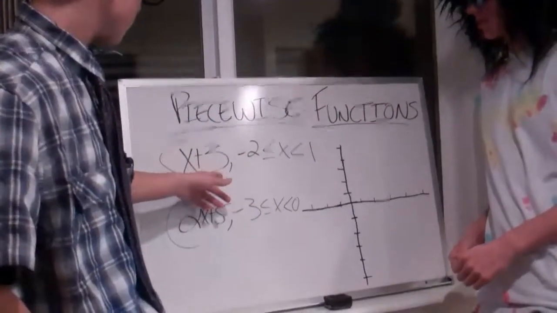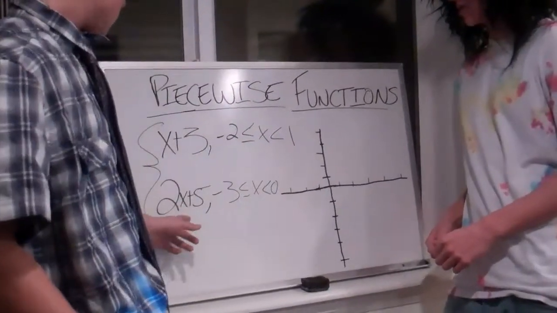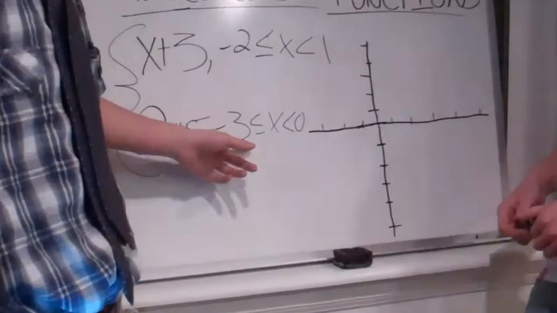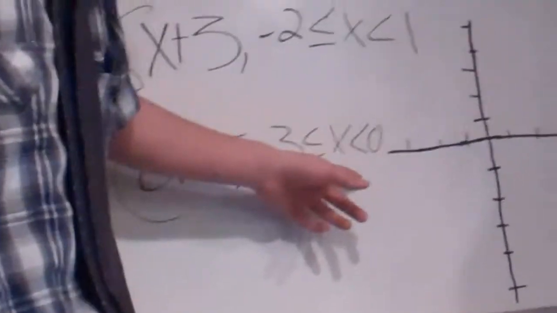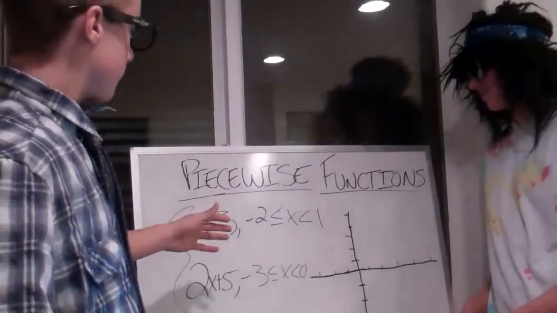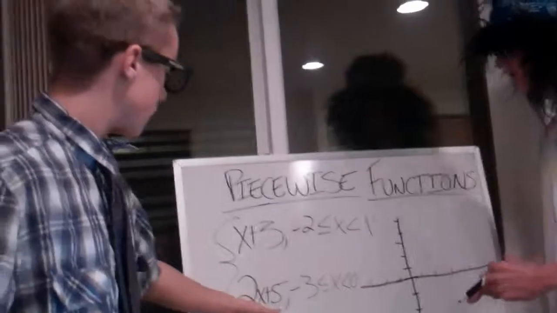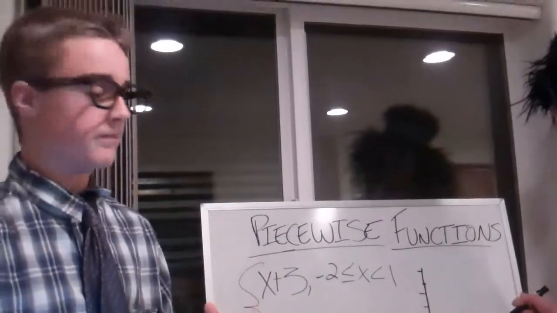So right here we have x plus 3, domain restriction negative 2 is less than or equal to x, less than 1. And 2x plus 5, with the domain restriction negative 3 is less than or equal to x, less than 0. So right here, plug in these points, make our graph. These are linear functions, should be easy to graph. Peace, graph, please.